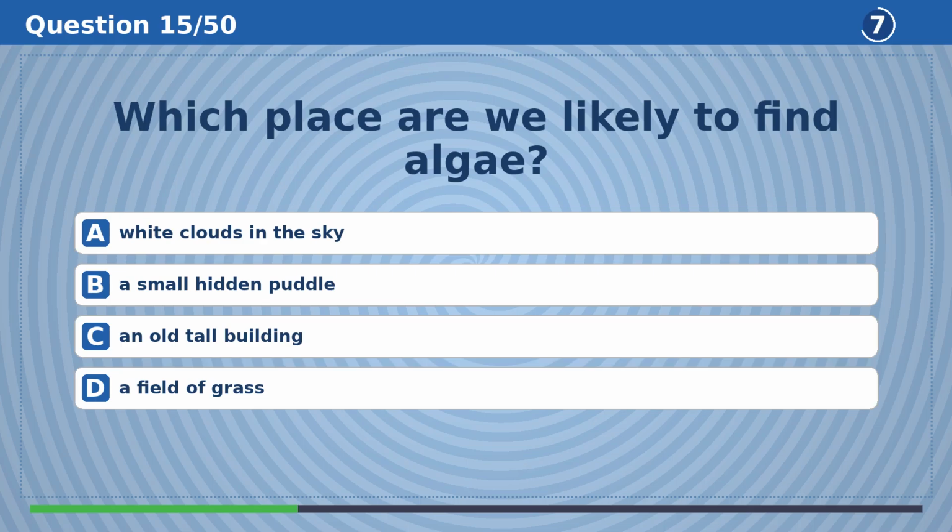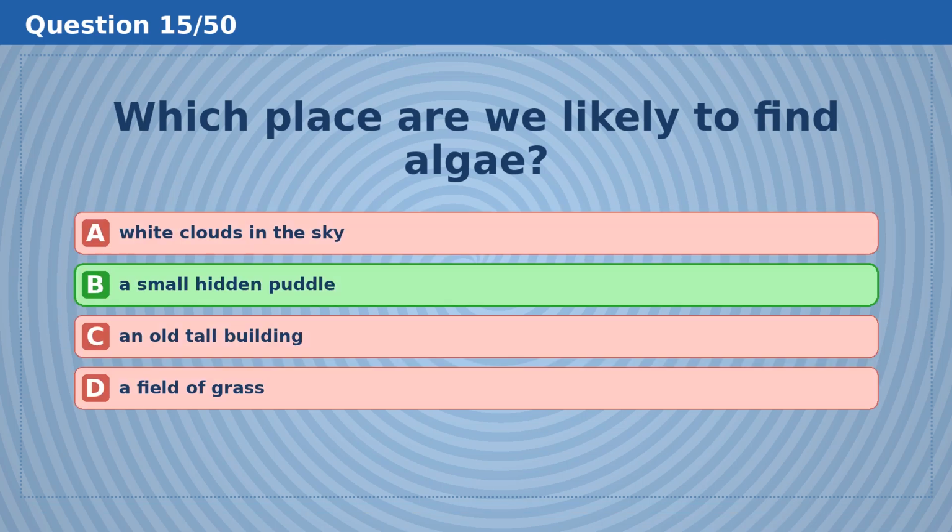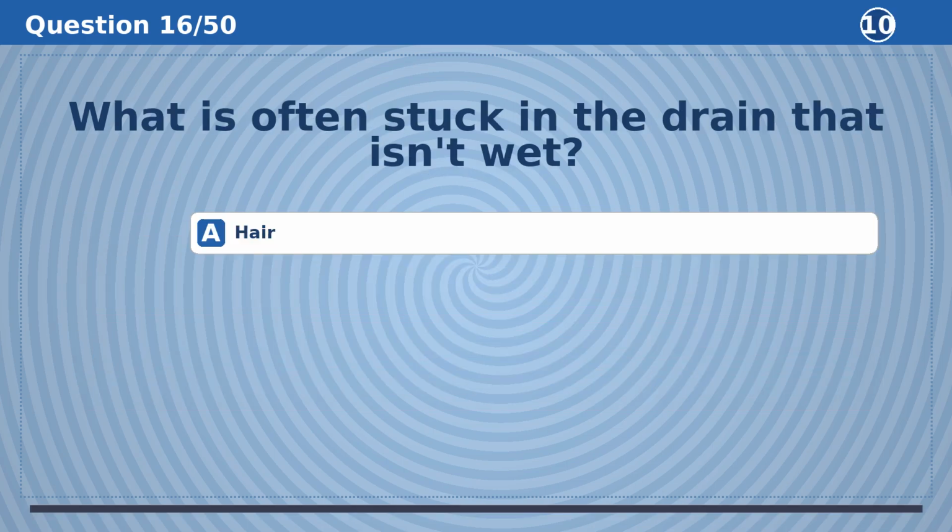Which place are we likely to find algae? The answer is B, a small hidden puddle.